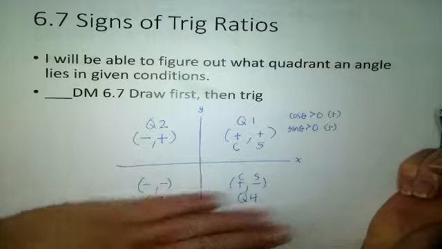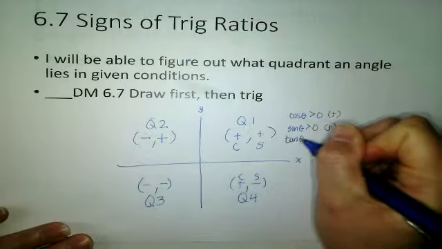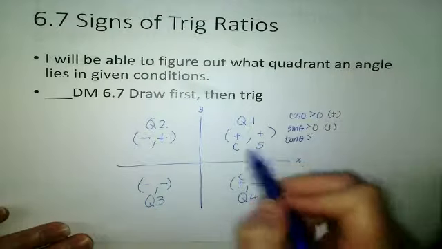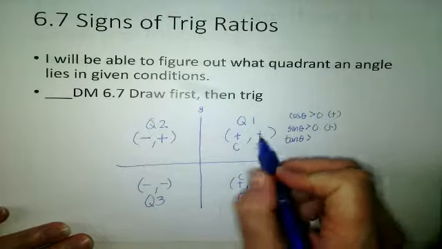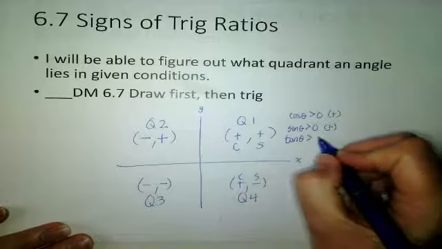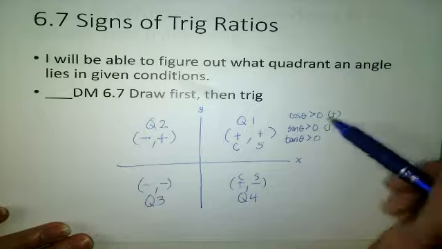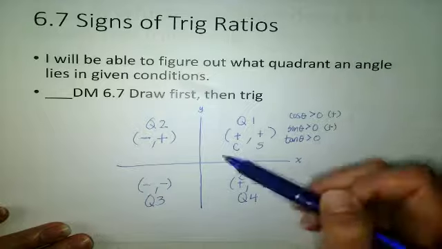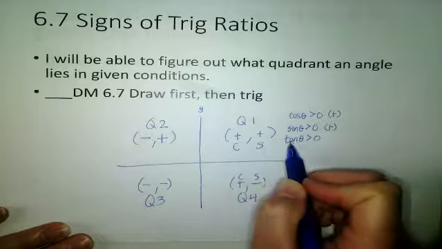All right. What about tangent? What is the tangent in quadrant 1? Well, how do we find tangent? Remember, tangent is the y-coordinate over the x-coordinate. So that's going to be positive divided by positive, which would still be greater than 0. Interesting. So it looks like in quadrant 1, cosine is positive, sine is positive, and tangent is positive.